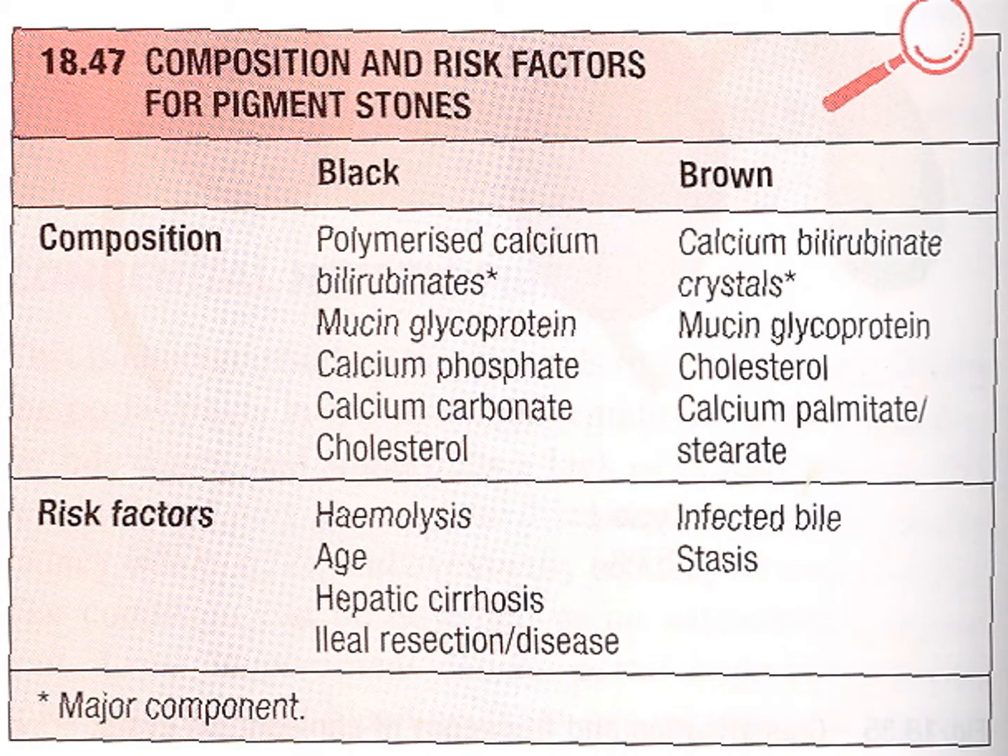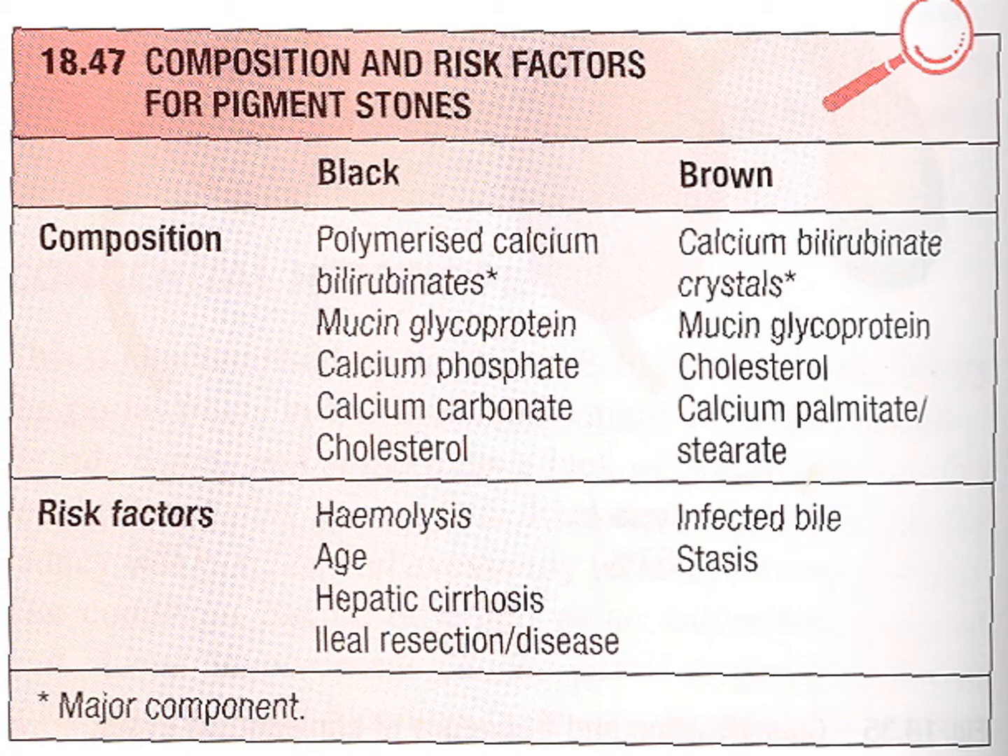The black stones are composed of polymerized calcium bilirubinate, mucin glycoprotein, calcium phosphate, calcium carbonate, and cholesterol, etc. While the brown stones' constituents again are calcium bilirubinate crystals, mucin glycoprotein, cholesterol, and calcium palmitate or stearate.